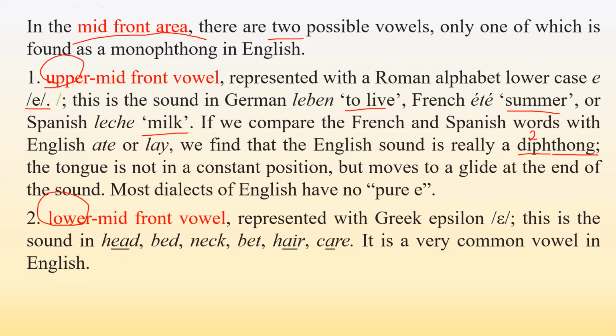There is a glide, right? Now, you know the meaning of the word glide, right? Slipping from one position to another position. So the tongue is moving from one point to another point. And another word for diphthong is glide, right? Because the tongue is gliding from one point to another point.